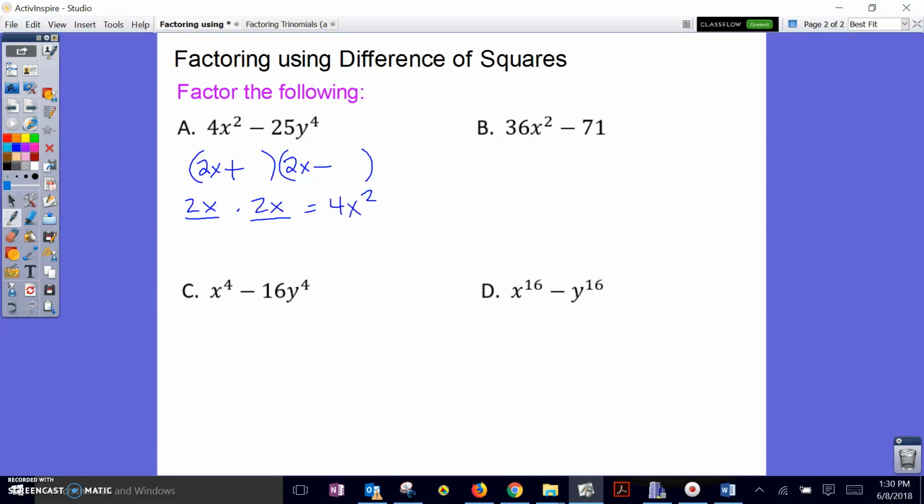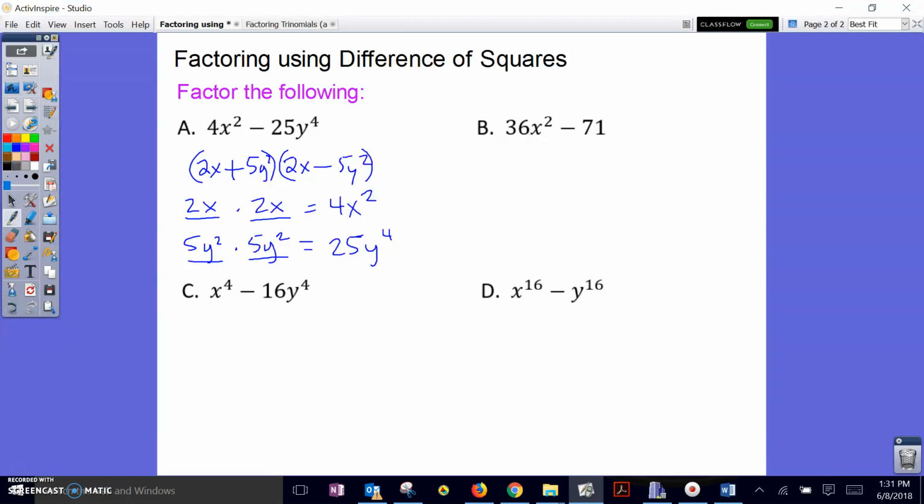And then I do the same thing with the 25y to the fourth. What times itself gives me 25y to the fourth? 5 times 5 gives me 25. And what times itself gives me y to the fourth? The answer to that question is y squared. y squared times y squared, we add the exponents, gives us y to the fourth. So we can fill a y squared into both of these. And there's our factorization of 4x squared minus 25y to the fourth.